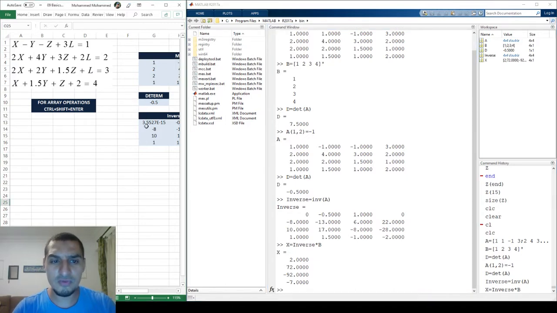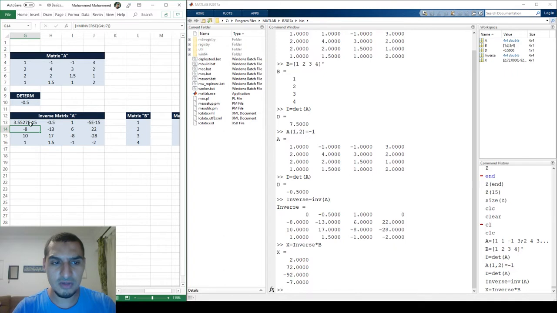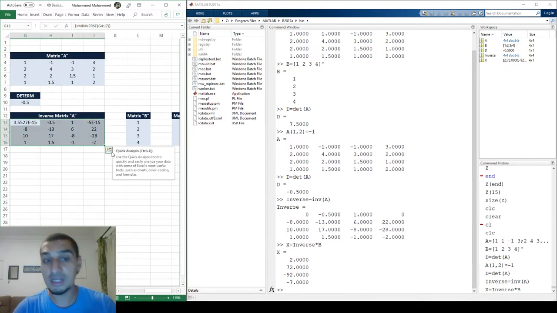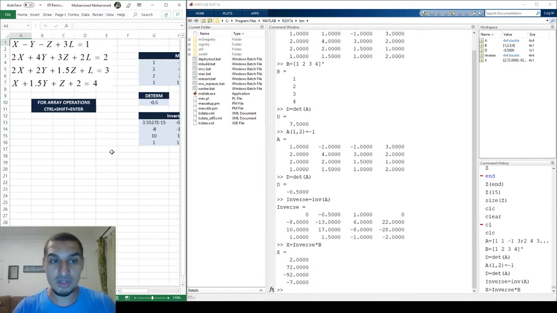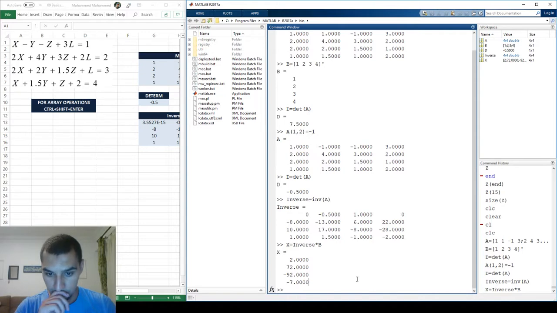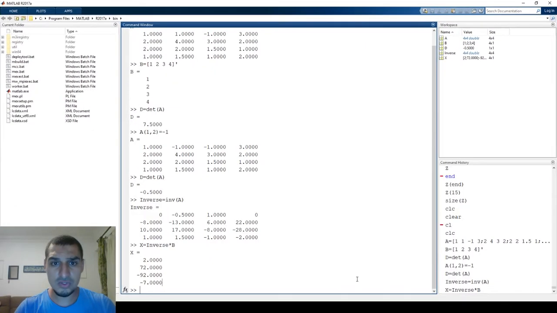And if any one of you did this in Excel, you know that you have to be very careful while highlighting the cells, and if there's any problem, you have to delete all the cells and highlight them again to make sure that you are solving it right. So the solution of these kind of equations in Matlab is very easy and straightforward.